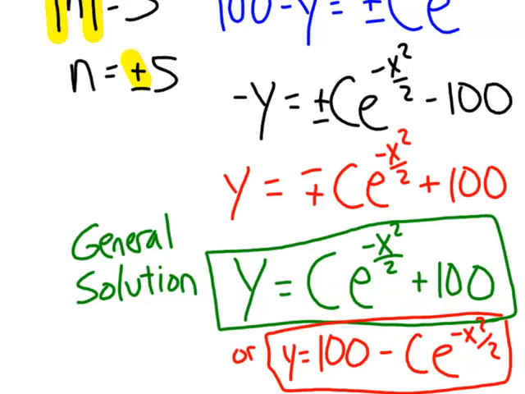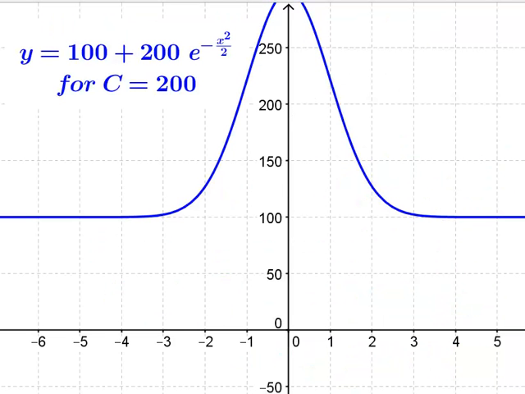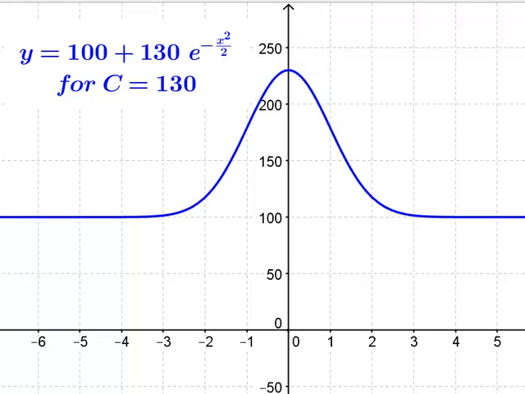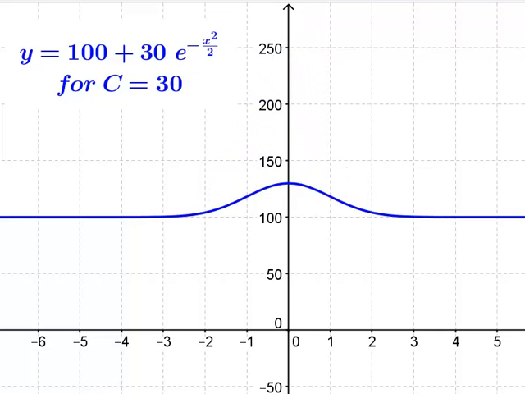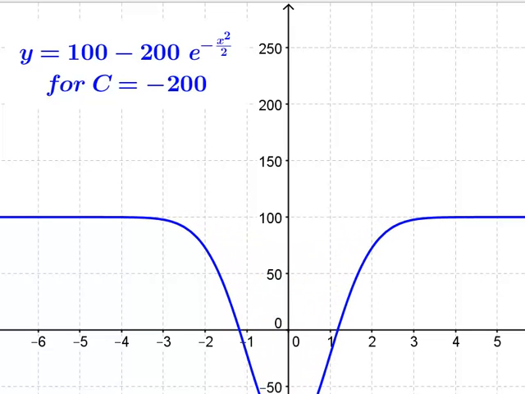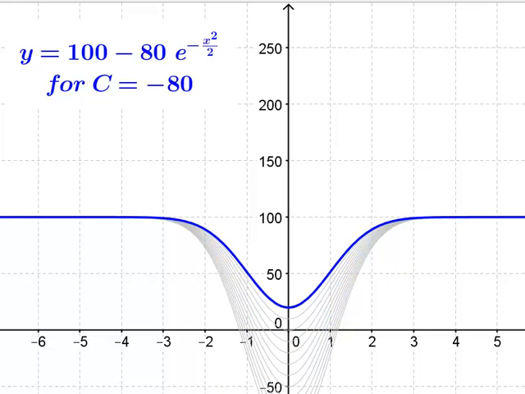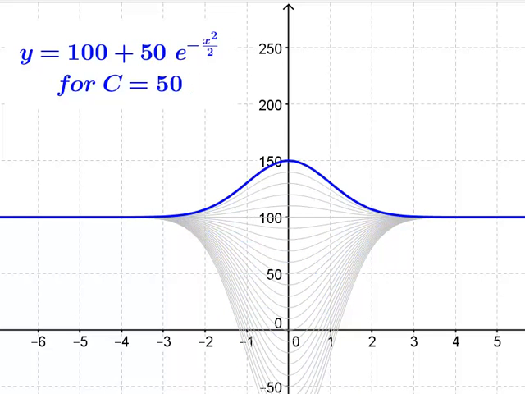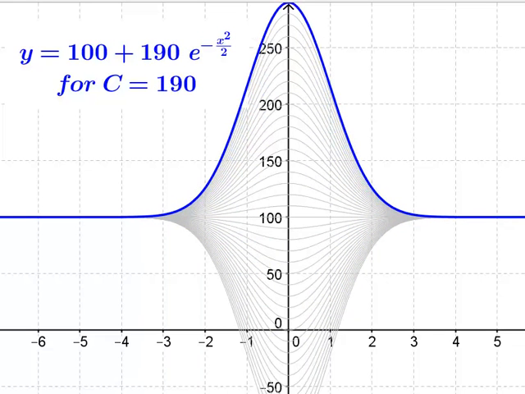All right, let's see what this general solution looks like for different c values in Geogebra. Okay, here's our solution when c equals positive 200. As I start changing the c value, we see that that mountain shrinks and shrinks and shrinks and turns into a valley. So here's c equals negative 200. If I decide to turn on the trace, I see a whole bunch of those representations of different c values all at once. Kind of a cool pattern.